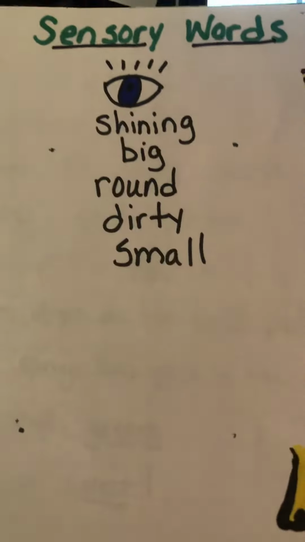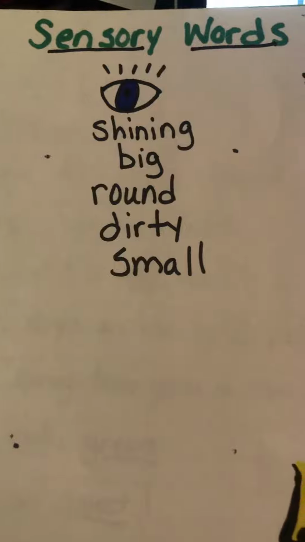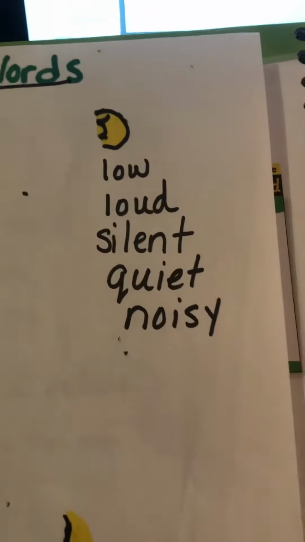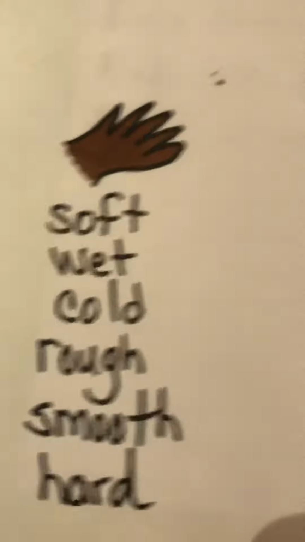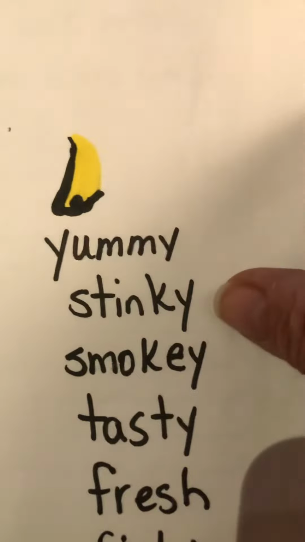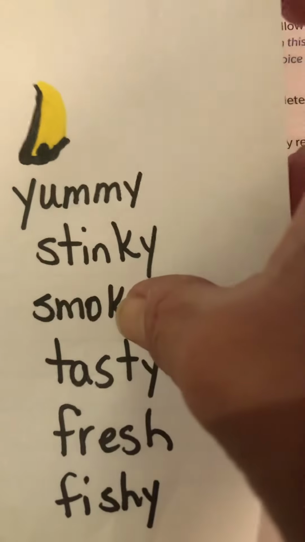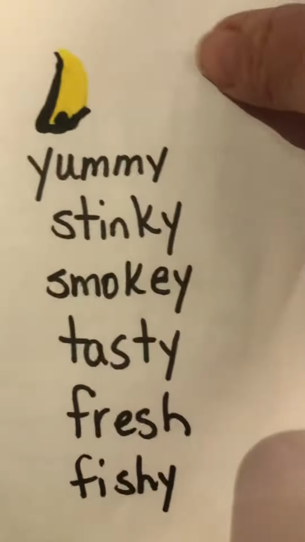For seeing, we had shining, big, round, dirty, small. For hearing, we had low, loud, silent, quiet, noisy. For touch, we had soft, wet, cold, rough, smooth, hard. And for smelling, we had yummy, stinky, smoky, tasty, fresh, and fishy.